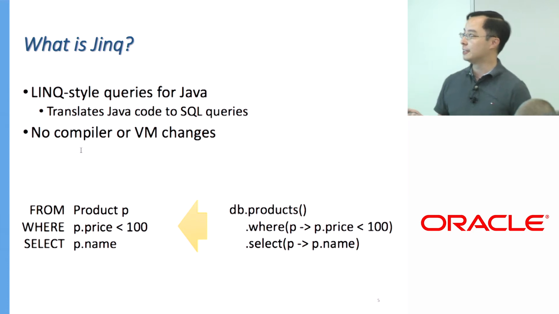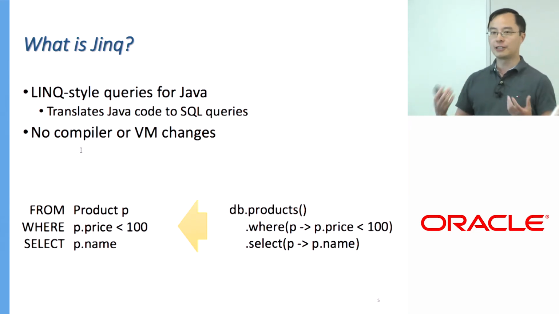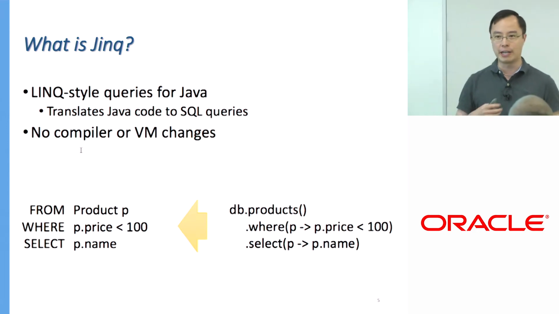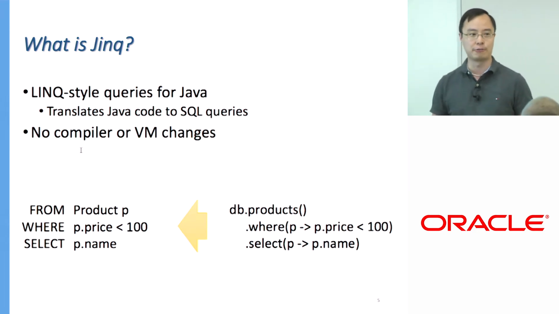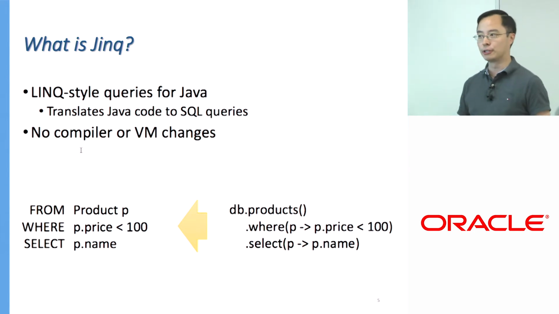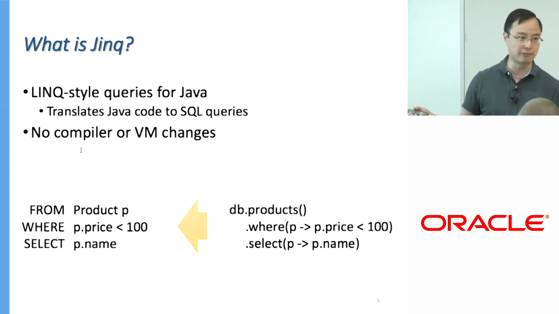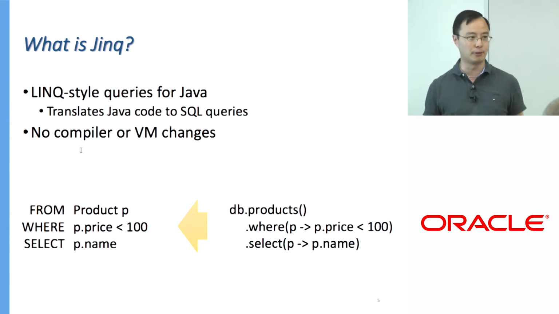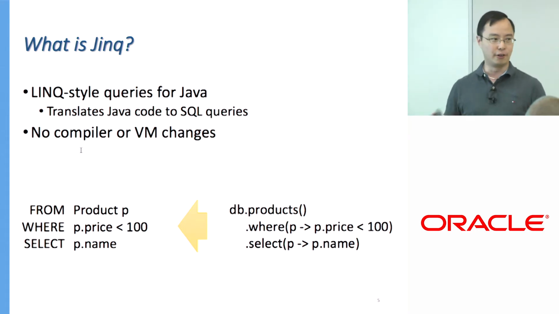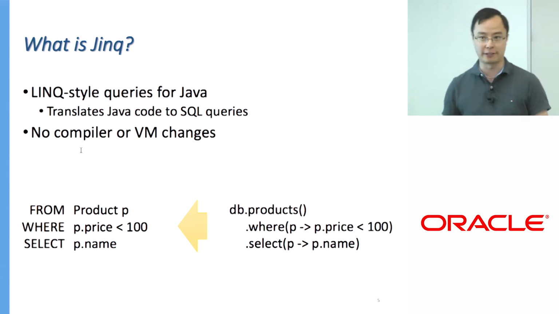Now, Jinq is a system for doing LINQ-style queries in Java, but unlike LINQ, it doesn't require any compiler or VM changes or other tool chain changes. Basically, it's just a library. You include the library in your code, and afterwards, when you write your regular LINQ-style queries, they'll be translated into SQL that can run on a database. No weird things you have to change with your tool chain or anything like that.